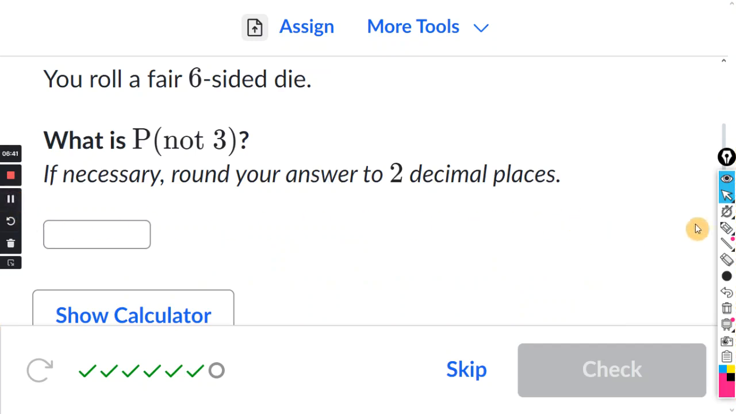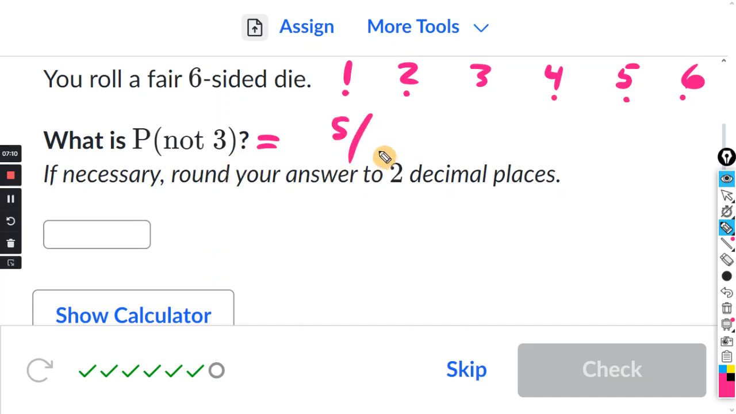One more, you roll a fair 6-sided die. What is the probability that it's not 3? All right, again, when you roll one die, the outcomes are 1, 2, 3, 4, 5, 6. Probability that it's not 3. How many numbers are not 3? 1, 2, 3, 4, 5. And in the denominator, it's the total possible outcomes. 1, 2, 3, 4, 5, 6. That's it right there, 5/6.